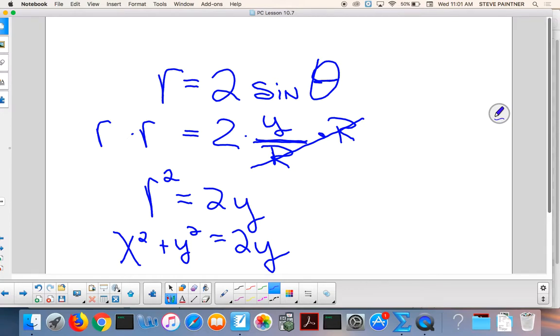Is it a circle? Is it an ellipse? Is it a hyperbola? Is it what? Just like the last problem, the coefficient is 1. The coefficient is 1. What is it? Circle. Okay, here's the problem though. If you actually graph it, you'd have to complete the square. So you probably bring the 2y over.